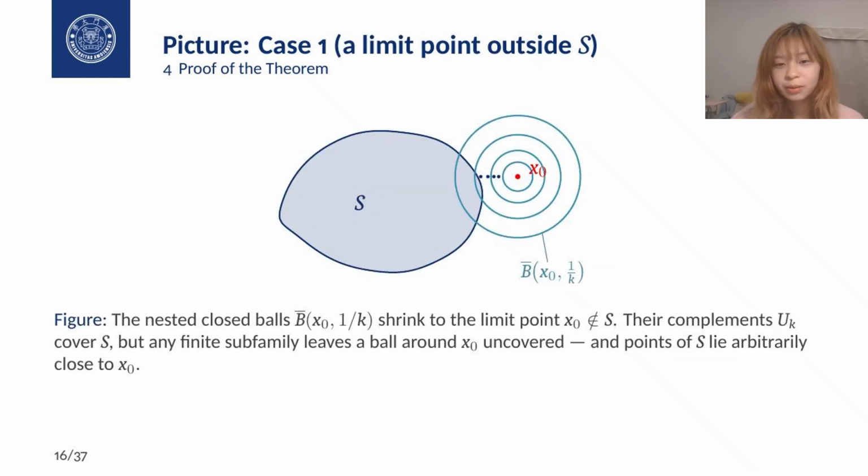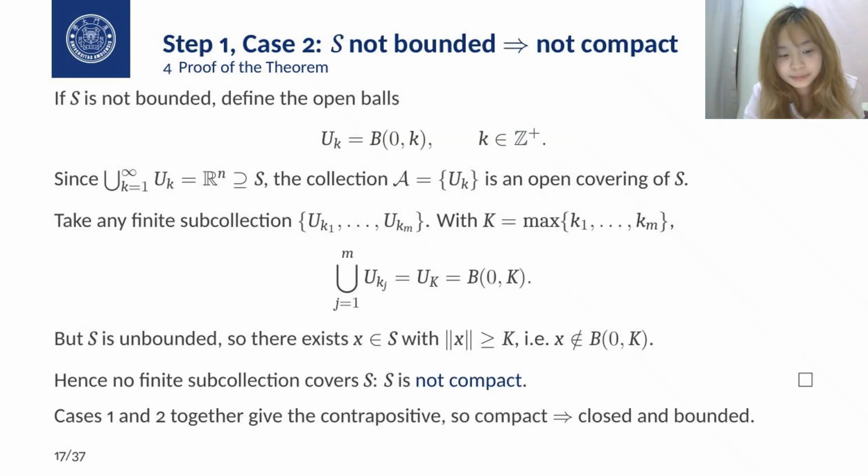We can look at the picture. For every subcover of U_K, we can always find a ball around X0 uncovered, so S is not compact. Let's do case 2. Suppose S is now bounded.